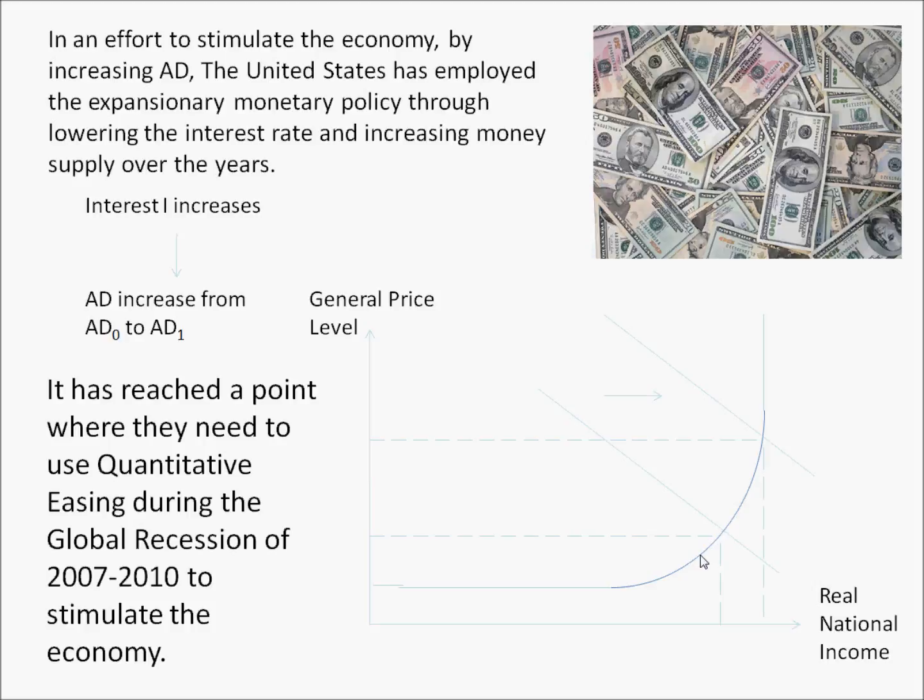And as you can see from the graph, AD increases from AD0 to AD1. All this is done to stimulate the economy and increase real national income. However, something about their policy is that they have reached a point where they actually have to employ quantitative easing. And this was done during the global recession of 2007 to 2010, so as to stimulate the fledgling economy.